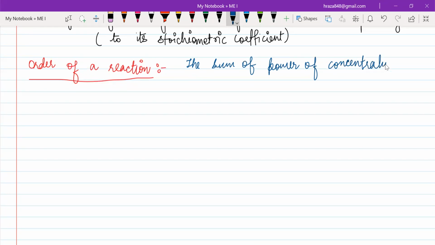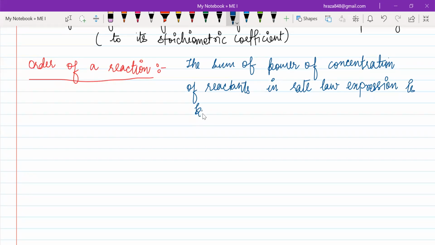The sum of the powers of concentration of reactants in the rate law expression is known as the order of reaction.